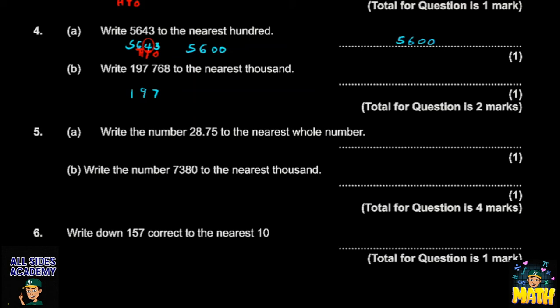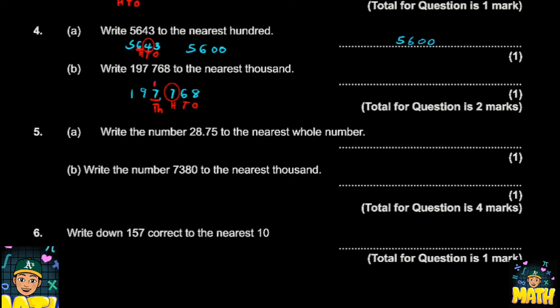So write that to the nearest 1,000. Once again, place value: ones, tens, hundreds, thousands. Once we reach the thousands, we stop there because that's our focus. So we underline the 7. Take note of the next number, that is 7. So it's 5 and above. So it's going to round that number up by 1. So we'll have that written as 198,000 right there.